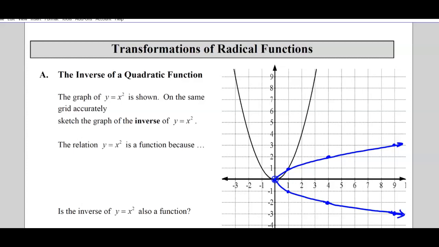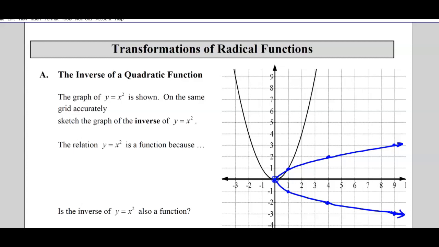Or you look at your points. 0, 0, inverse is 0, 0. 1, 1, inverse is 1, 1. Negative 1, 1, the inverse is 1, negative 1. So it's down here. 2, 4 becomes 4, 2. Negative 2, 4 becomes 4, negative 2. Remember, these are called invariant points.